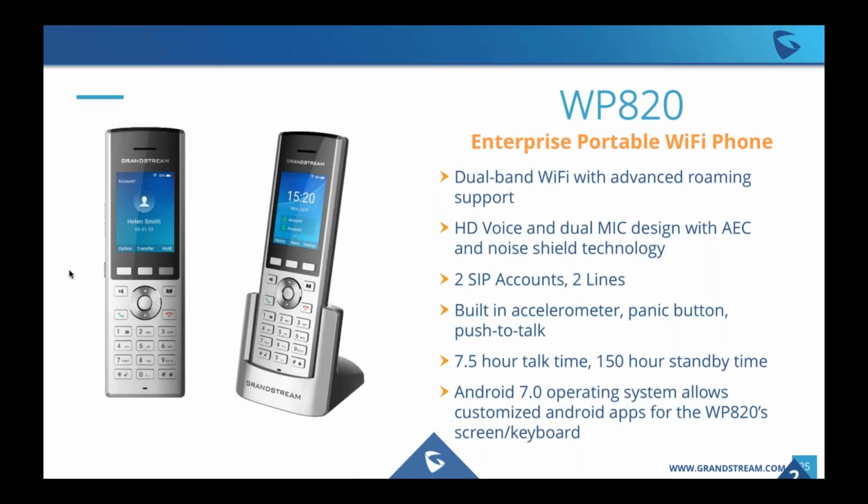So our WP820 is easily probably the most sought after, anticipated product that we have released here at Grandstream in a very long time. It is our first ever cordless Wi-Fi IP phone. You see some of the specs that are built into it. Some of the things that I'll call out here: it has a built-in panic button and a built-in accelerometer, which is what allows, think about on some of your cell phones how you're able to flip them over and have it light up or whatnot. That would be an accelerometer.